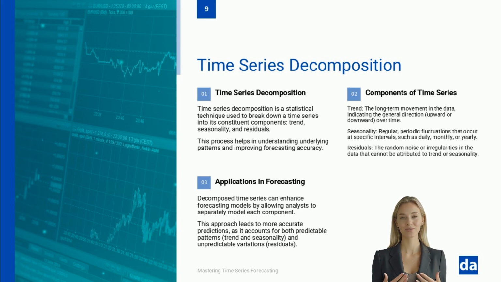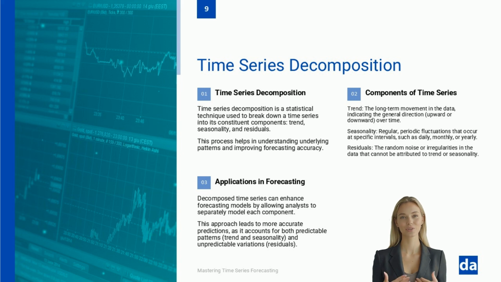The trend represents the long-term movement in the data, showing us the general direction, whether it's upward or downward, over time. Next, we have seasonality, which refers to the regular, periodic fluctuations that occur at specific intervals, such as daily, monthly, or yearly. Finally, we have residuals, which are the random noise or irregularities in the data that cannot be explained by the trend or seasonality.